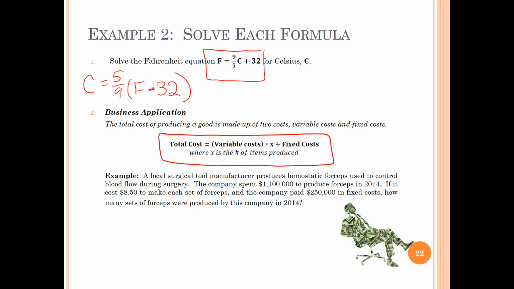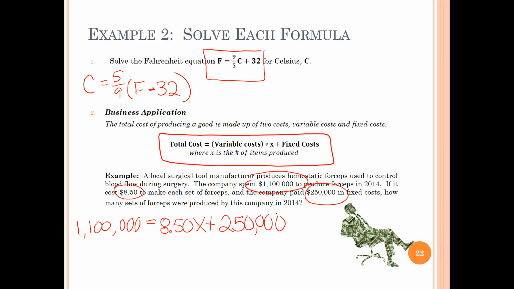All right, so let's take a look. Let's think about what we've got. The company spent this much, which means that's the total cost, $1,100,000, is equal to the variable cost times X. Well, $850 per forcep. So that would be our variable cost because it depends on the number of forceps sold. Lastly, their fixed costs amount to about $250,000.